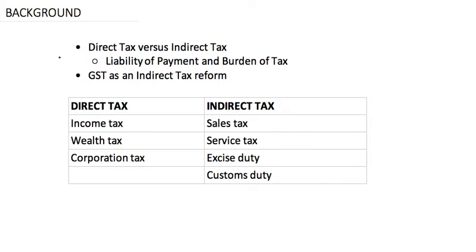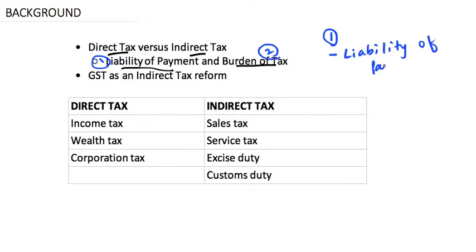So let's talk about the basics or the background of GST. First of all, it's important to understand the difference between direct tax and indirect tax in order to understand GST. There are two things which differentiate direct tax from indirect tax. Number one, liability of payment, and number two, burden of taxation. So, liability of payment and burden of taxation. In liability of payment, we mean the liability of paying the particular tax.